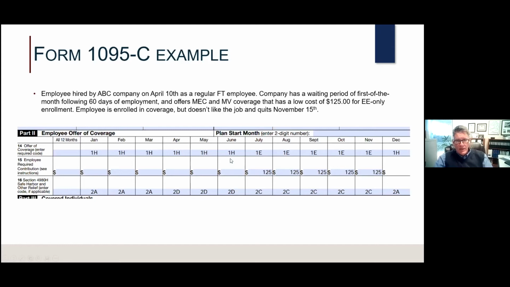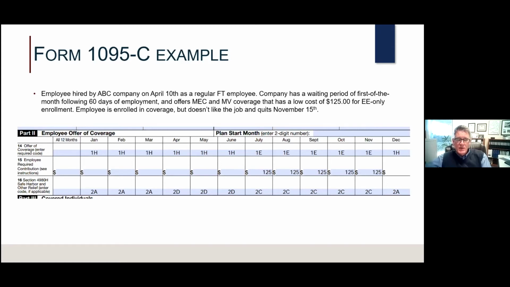And then after the waiting period is done, as of July, the employee is eligible for their offer of coverage. So we see 1E, which means coverage was offered to the employee, a dependent, and a spouse. It cost the employee $125, and the employee enrolled, 2C.